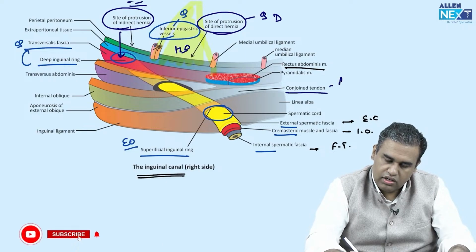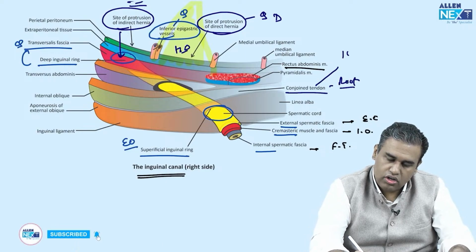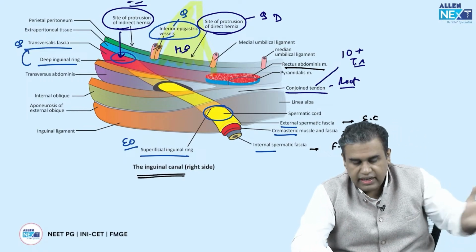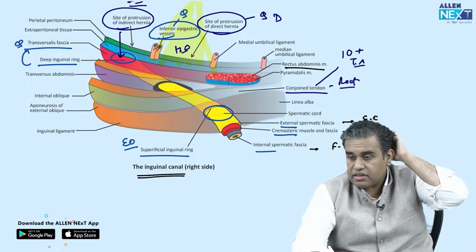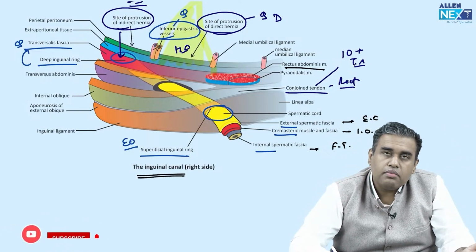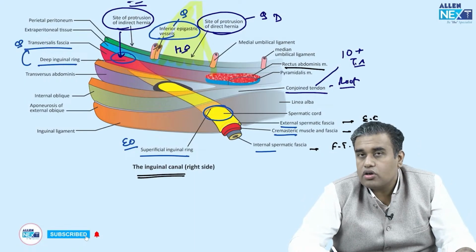कंजॉइंट टेंडन. इसने क्या बनाया? रूफ. कंजॉइंट टेंडन इज़ व्हाट? इंटरनल ऑब्लिक प्लस ट्रांसवर्स एब्डोमिनिस. ये ले लीजिए. ओके. कंटेंट स्पर्मेटिक कॉर्ड इन मेल. फीमेल में you have basically the round ligament of uterus and ilioinguinal nerve. वो फीमेल में होगा. मेल्स में you have the basic content, spermatic cord.